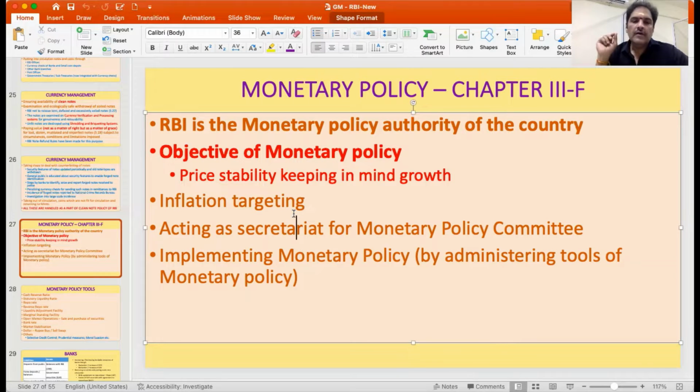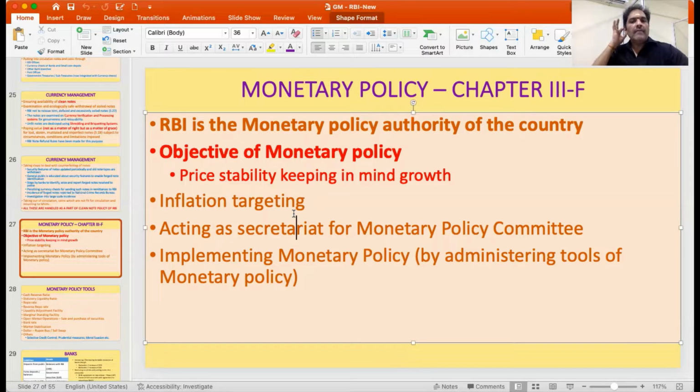So when this philosophy took shape, the Reserve Bank of India Act was amended in 2016 and the new monetary policy framework was brought in, where clarity was brought in terms of what should be the monetary policy objective, what should be the operational tool for monetary policy, and then what should be the institutional mechanism for arriving at this tool, and what are the other reporting mechanisms, transparency, accountability framework, etc. So all that in relation to monetary policy is contained in chapter 3F.